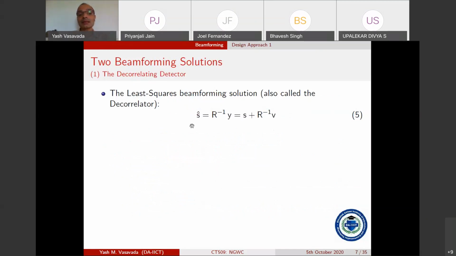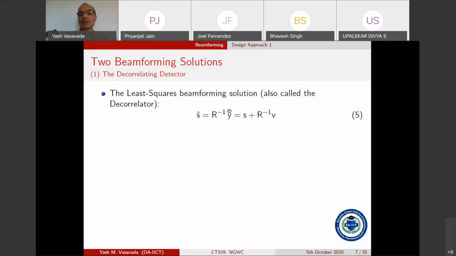Then what we can say is that if I have Y, and because I wrote Y as R times S plus some noise vector, and I have said that R is invertible, I can get the estimate of the symbol vector S by just doing R inverse times Y. And so I will get S plus R inverse of V. So this is known as the least squares solution. It is also sometimes called decorrelator.